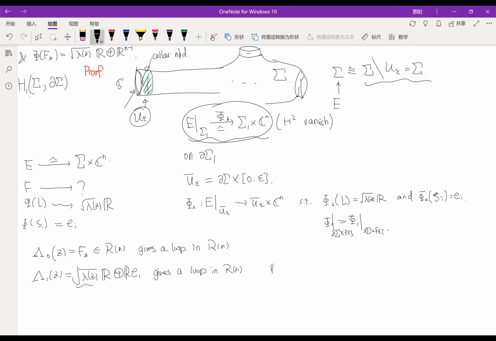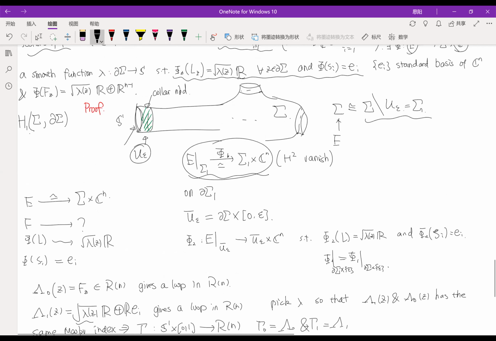And we pick lambda so that lambda 1(z) and lambda 0(z) have the same Maslov index. Then we just get a homotopy gamma, which maps S^1 cross R cross [0,1] to R^n, so that gamma 0 is lambda 0 and gamma 1 is lambda 1. And we just use the cylinder to realize gamma.